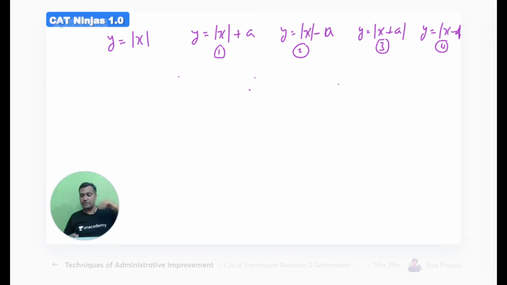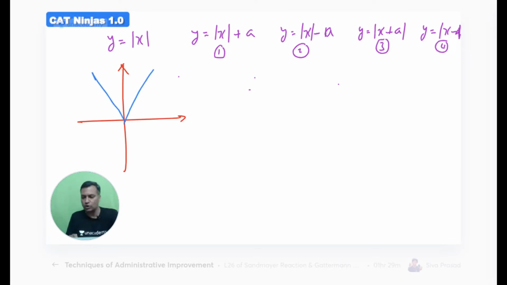Then you have different kinds of transformation, no doubt. But these are the four which are technically required for CAT. At least one should be aware of these four, because when we go to a graphical solution we may require this basic understanding. So if I draw the first graph, y is equal to mod x, it is this.